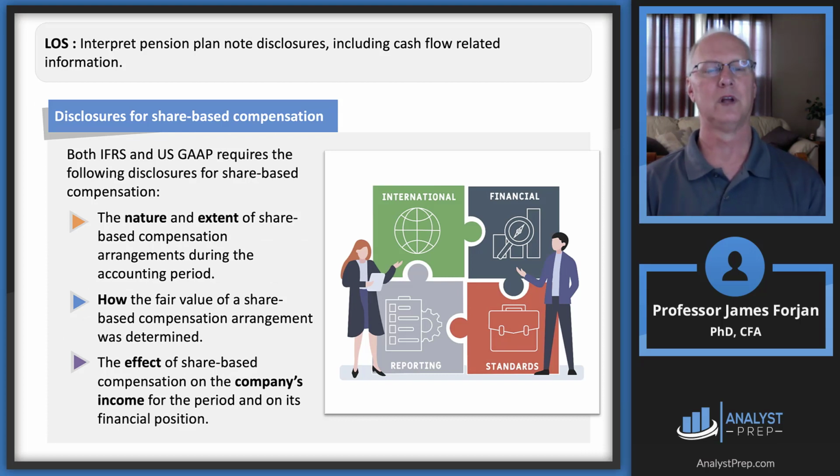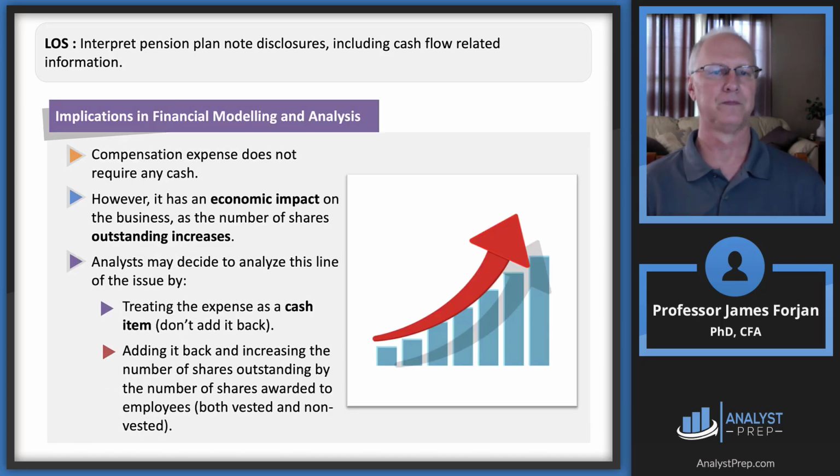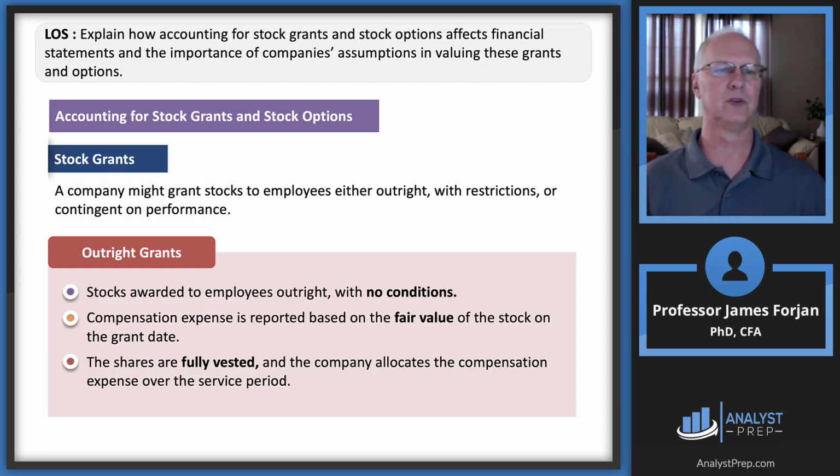All right, of course, U.S. and international standards require disclosures: nature and extent, how the fair value, and the effect on companies' income. I mean, that makes perfect sense. Does not require any cash. However, there is going to be some kind of an economic impact because when the executives exercise their option, this is going to increase the number of outstanding shares. And of course, there are two ways there that you can make those adjustments.